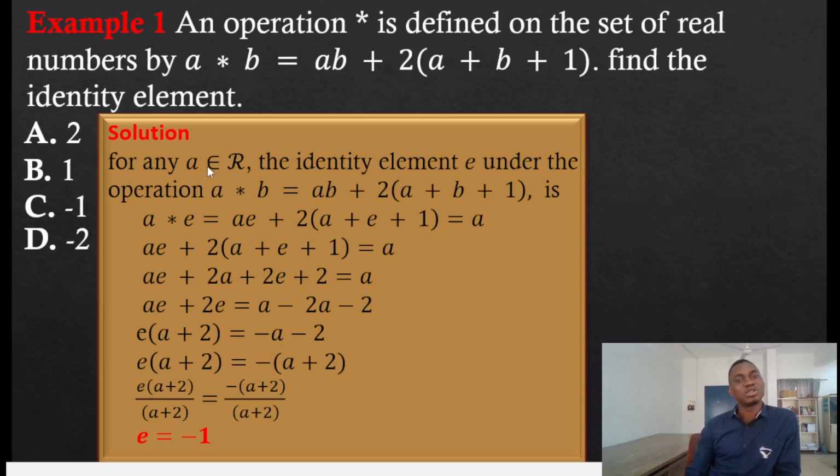So it means any other member of this set under this operation, don't forget, under this particular operation A star B equals AB plus 2, open bracket A plus B plus 1, will act on minus 1, and it will return the same element. That is what we are saying, and it is unique. So this identity element minus 1 is very unique for this particular set and the operation.